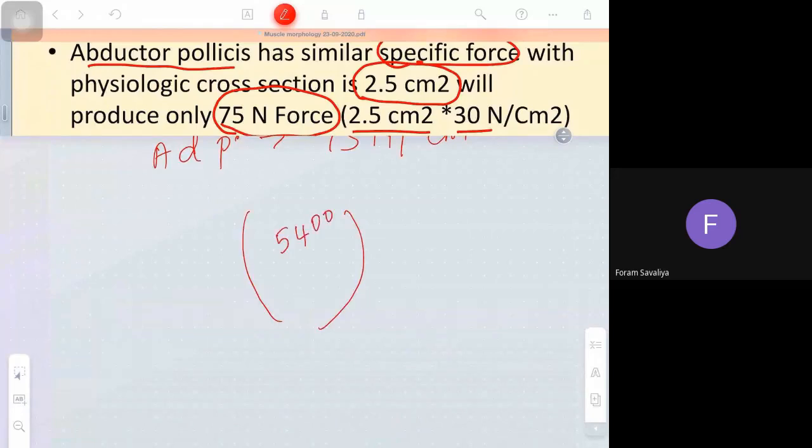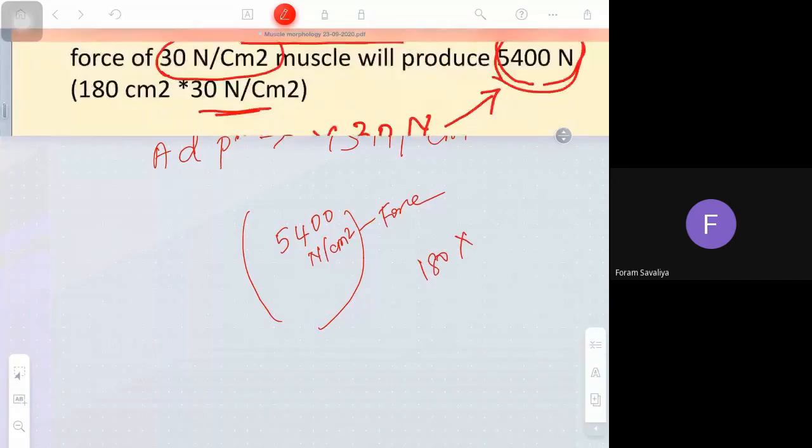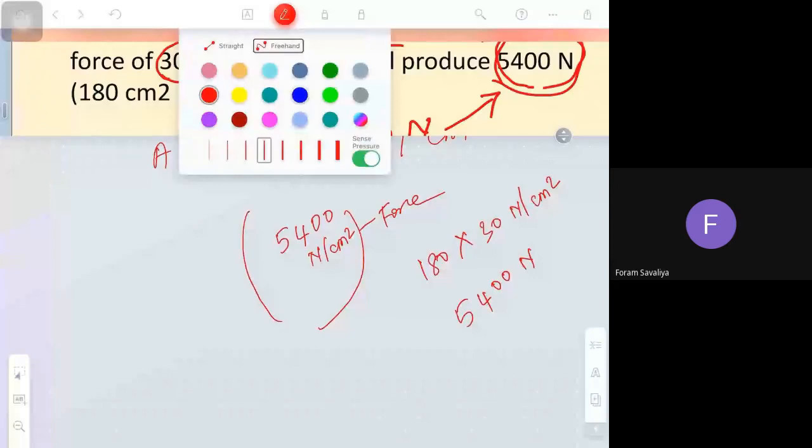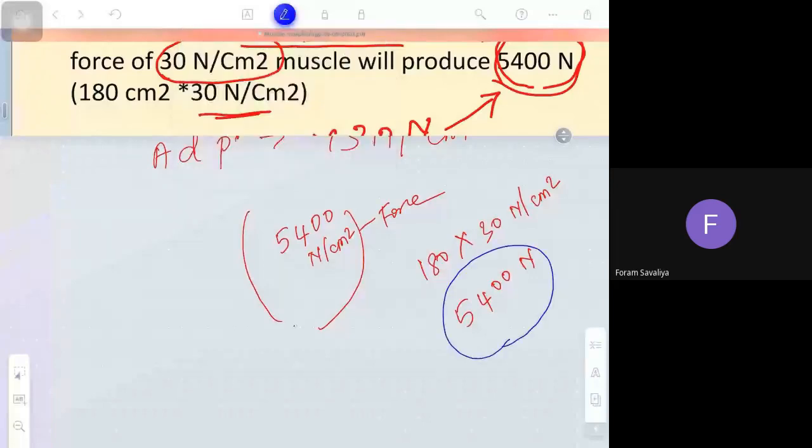Quadriceps muscle is producing 5,400 Newton of force. How did you get this? 180 into 30 Newton per square centimeter. You got 5,400. But all the force is not transmitted to the tendon.